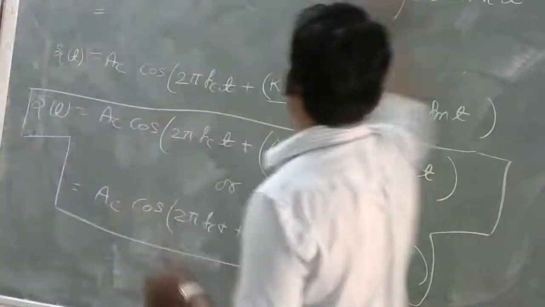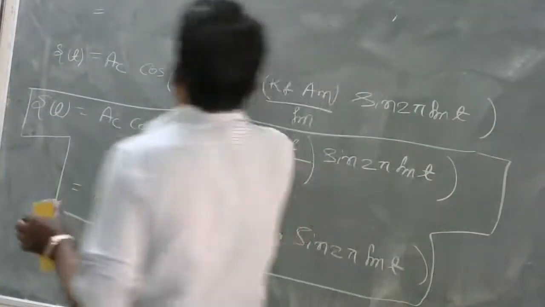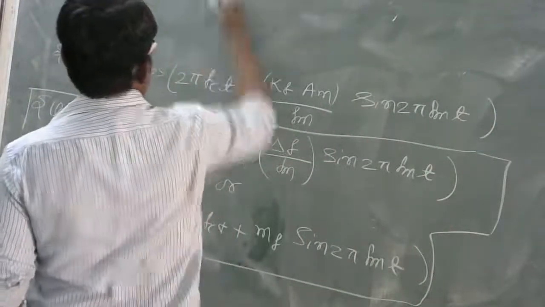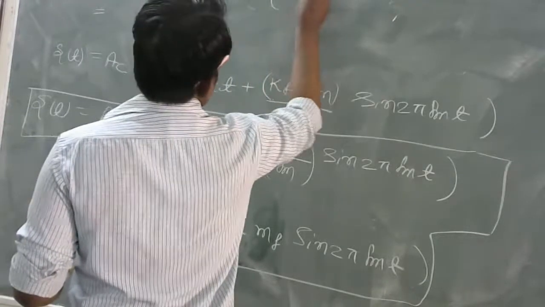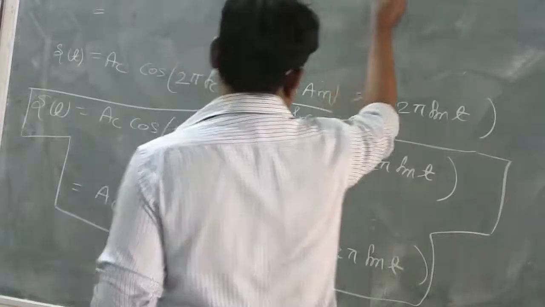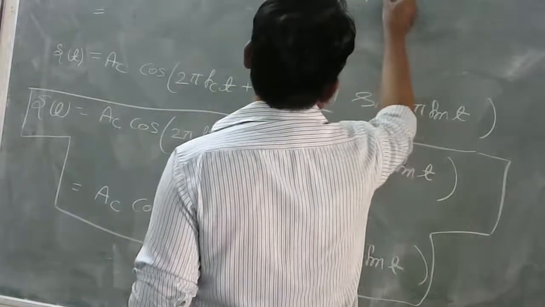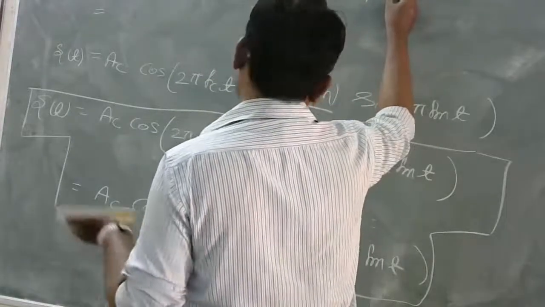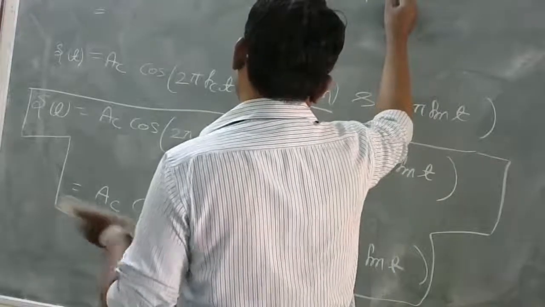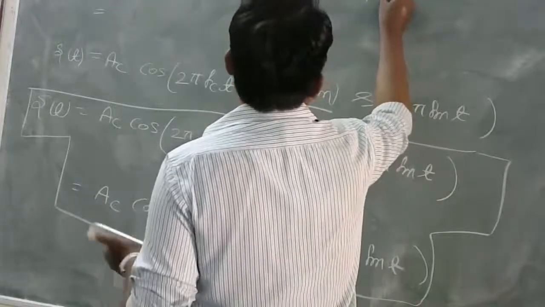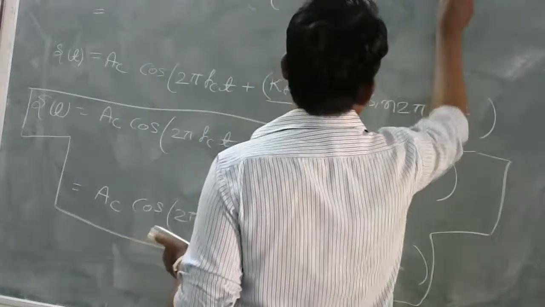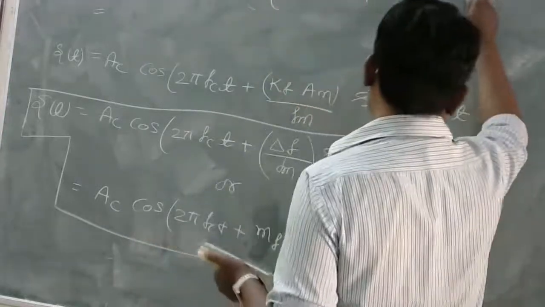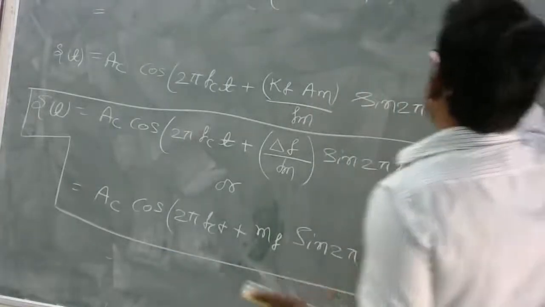Now if I mention a signal like this: 10 cos of 1000 pi t plus 50 sin 100 pi t.